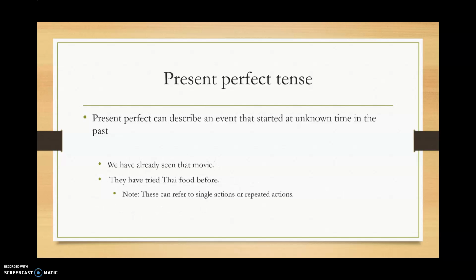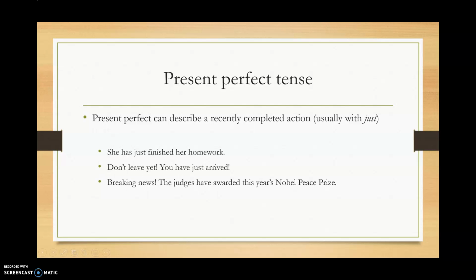Present perfect can describe an event that started at an unknown time in the past. We've already seen that movie. They've tried Thai food before. And my note here is that these can refer to single actions or repeated actions. I've already seen that movie 10 times. They've tried Thai food twice before. Right? It can be single or repeated.